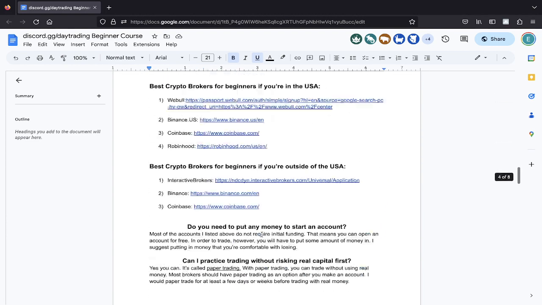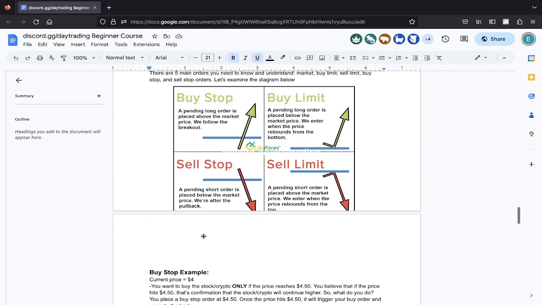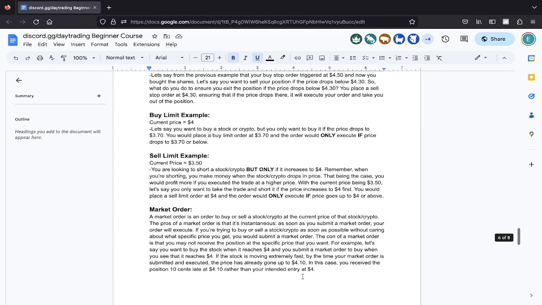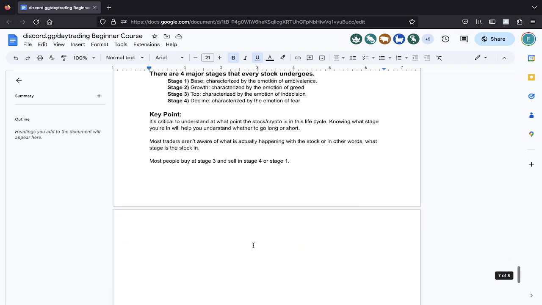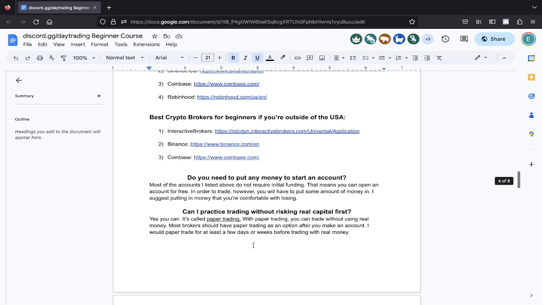Definitely go ahead and read this entire guide. It's pretty useful. It kind of goes over all of the orders. Yeah, just make sure you go over this guide. I'm not going to go through everything today. I'm just trying to see if there's anything specific I really want to emphasize.